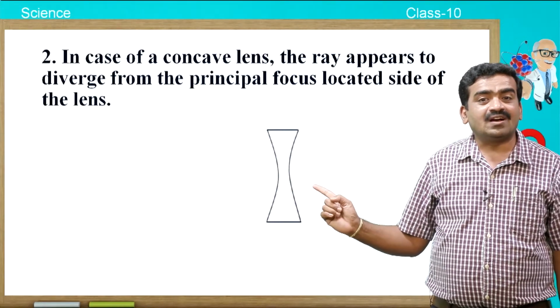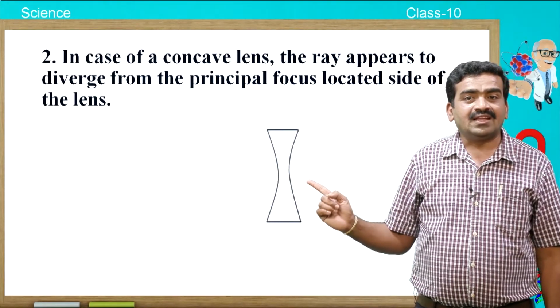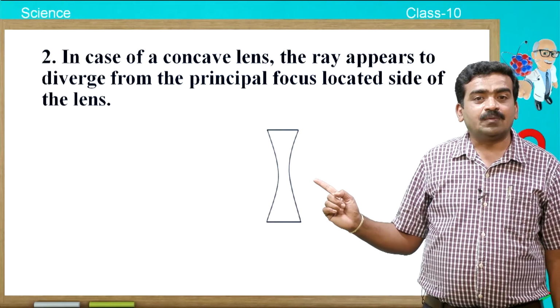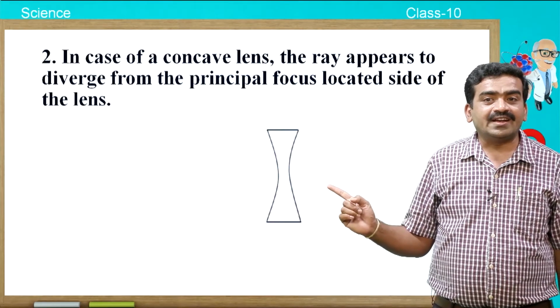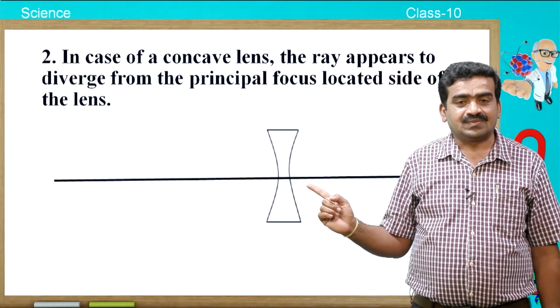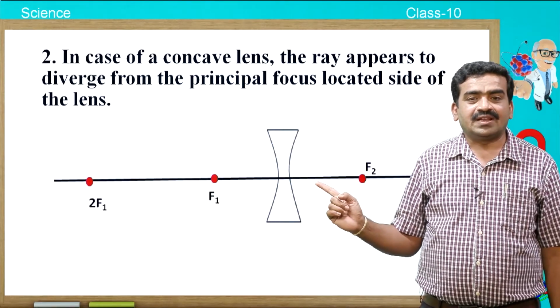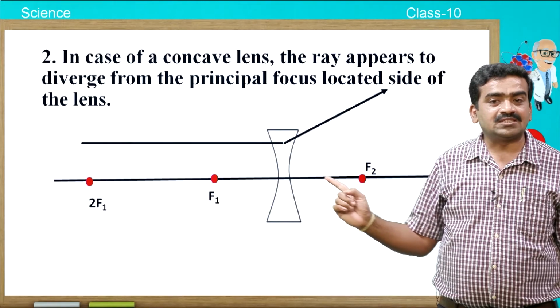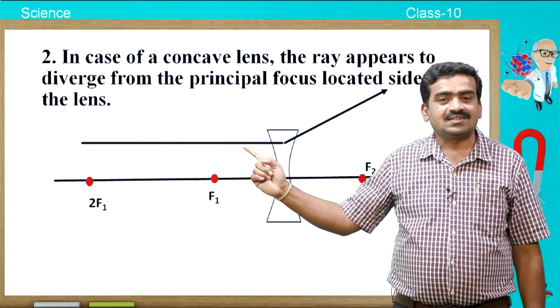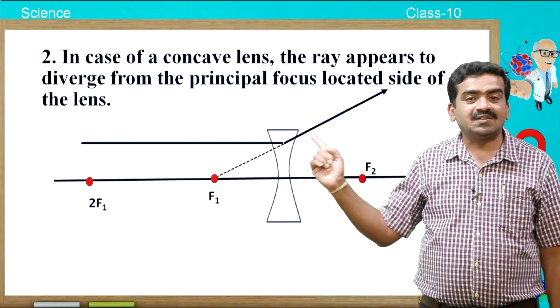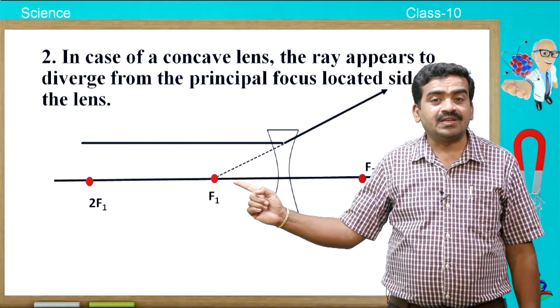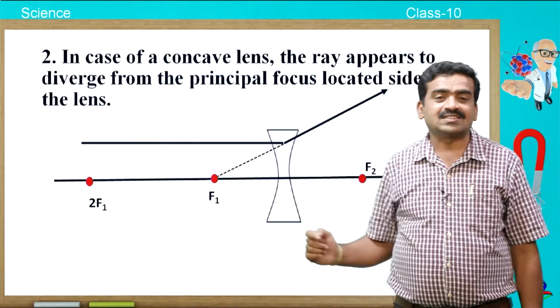In case of a concave lens, the ray of light appears to diverge from the principal focus located on the same side of the lens. So, when a ray of light passes parallel to the principal axis, after refraction it diverges, and the diverged ray appears to emerge from the principal focus.